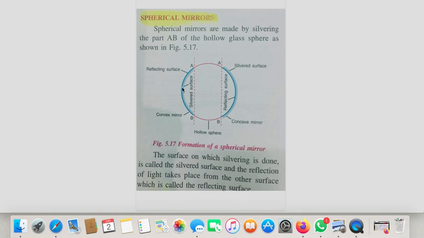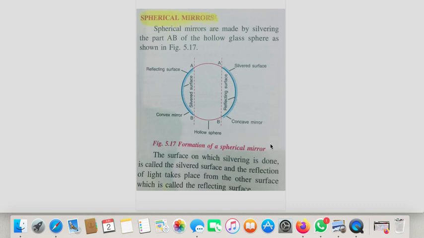So we can say there are two types of spherical mirrors. One is a convex mirror, in which the reflection takes place from the bulging part, and the other is a concave mirror, in which the reflection takes place from the inner surface and the bulging, curved, outer part is polished.